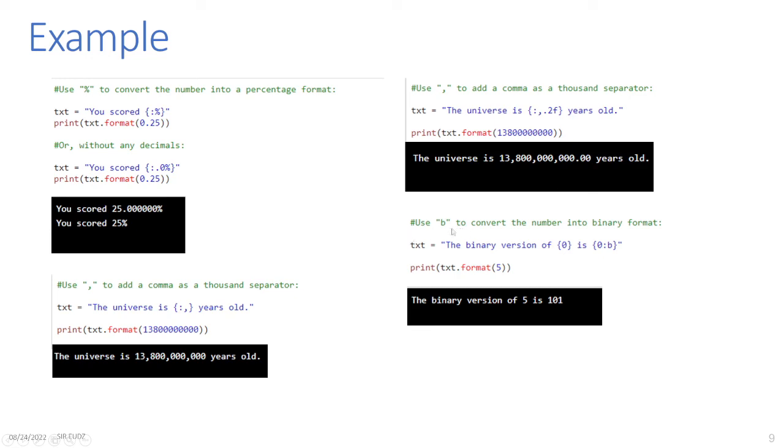Then B is used to convert a number into binary format. So the binary version of 0 is 0 colon b. So print txt dot format 5. So 5 will be printed twice, but the first one is just a plain number, and here it will be printed in its binary format. So the output is the binary version of 5 is 101. That's the binary number equivalent to number 5.